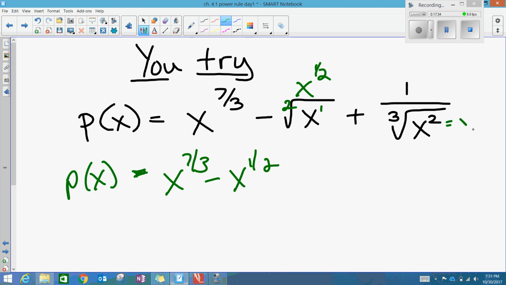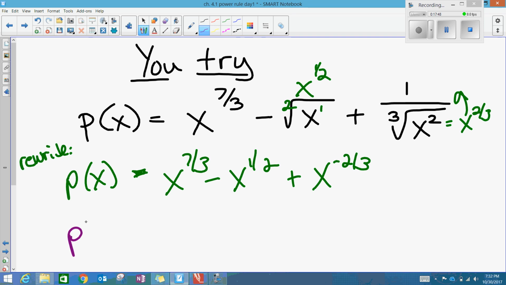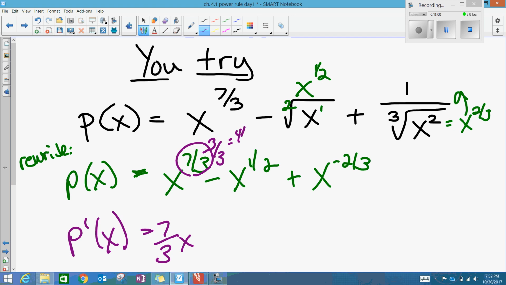This is actually x to the 2/3, right? But we want to bring it up. So plus x to the negative 2/3. So this was just the rewrite. Now we take the derivative. We bring this down in front, 7/3 x minus 1, which is 3 over 3, right? So it gives us 4/3. So x to the 4/3.